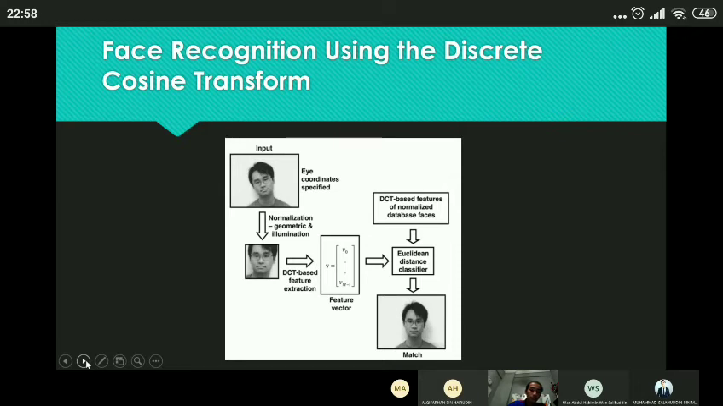So this one is face recognition using the discrete transform. Face recognition has been a hot issue of concern to people. Existing algorithms mainly focus on how to improve face recognition accuracy and reduce the feature vector dimension. A face recognition method based on the discrete cosine transform and SVM based feature classification is presented.